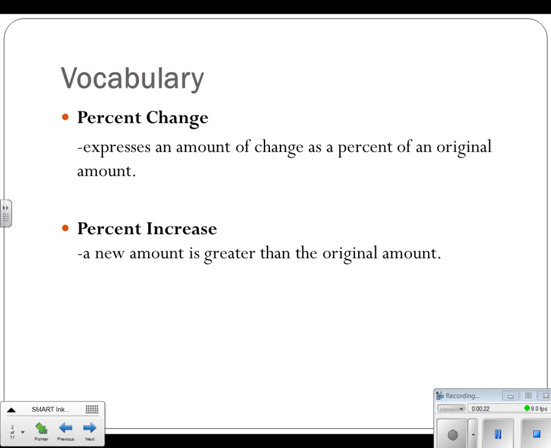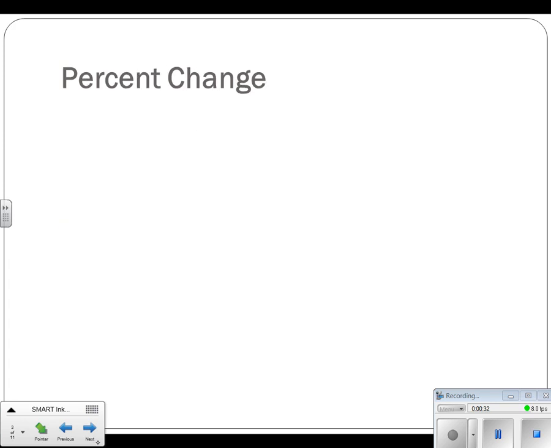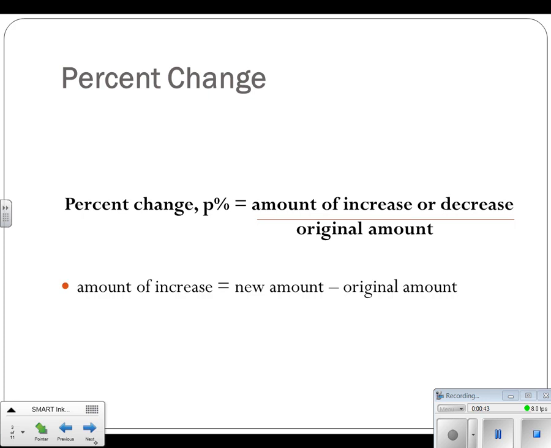You can have a percent increase, where a new amount is greater than the original, or you can have a percent decrease, where your new amount is less than the original amount. When you're calculating percent of change, the percent equals the amount of increase or decrease divided by the original amount. To figure out your amount of increase, you take your new amount and subtract the original amount. To figure out your amount of decrease, you take your original amount and subtract the new amount. In other words, you want to keep the number on the top a positive value.